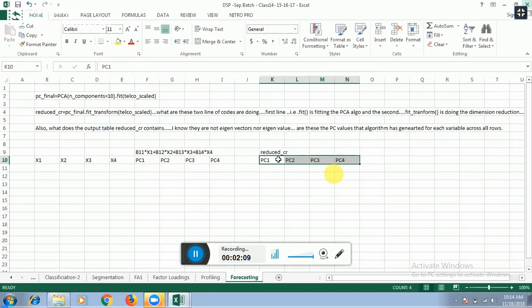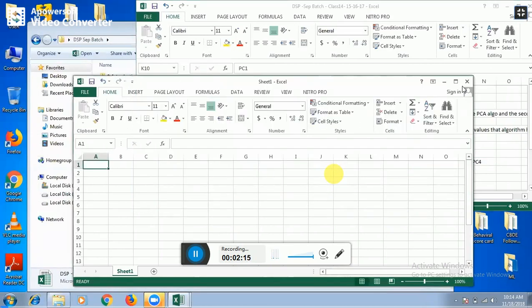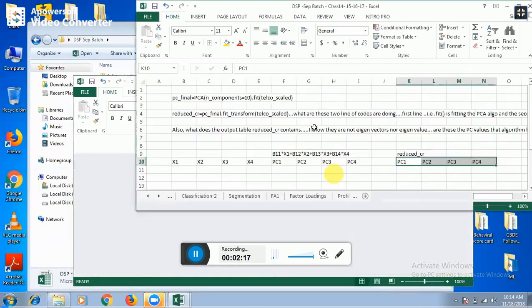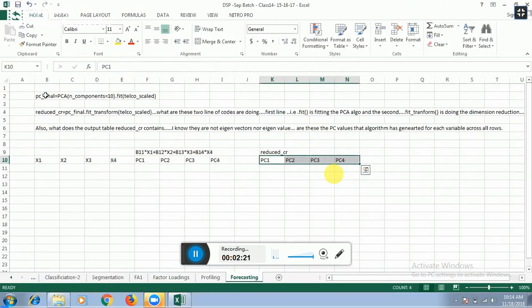Okay, are you clear? Prerna, is that clear? Yes, Chandra. So the first one is just fitting the model, right? And the second line of code is creating those PC values across all rows and all components. Exactly. Okay, thank you, Chandra. No problem. Any other questions?